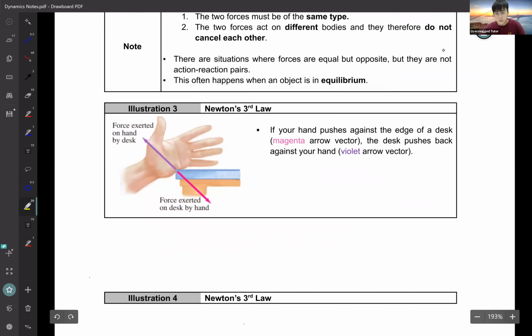So here's one simple example. If you exert a force on, let's say, a desk, then the force that you exert on the desk is in this direction. You naturally experience a force in the opposite direction on your hand, of the same magnitude and of the same kind, meaning both of them are contact forces with the same magnitude and opposite direction. So these are action-reaction pairs.